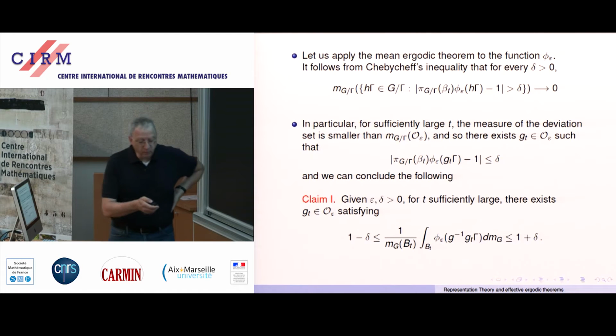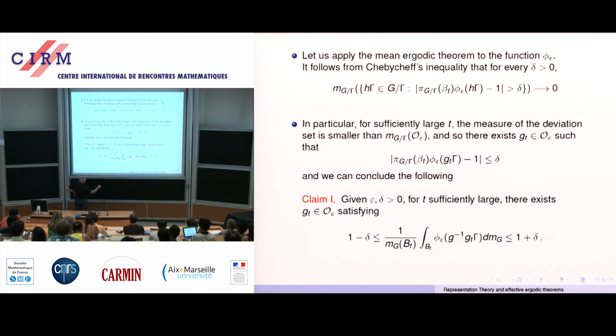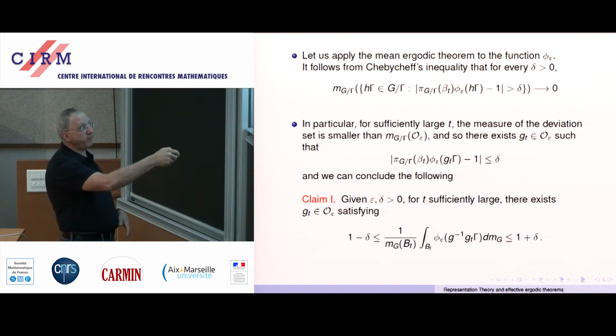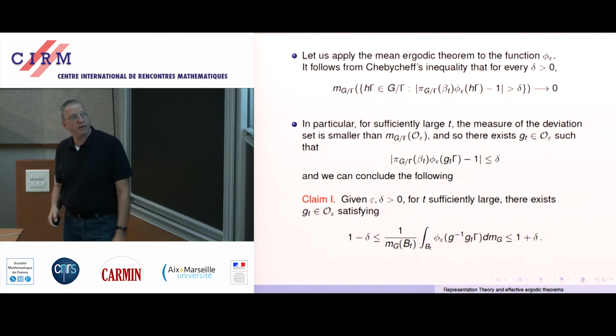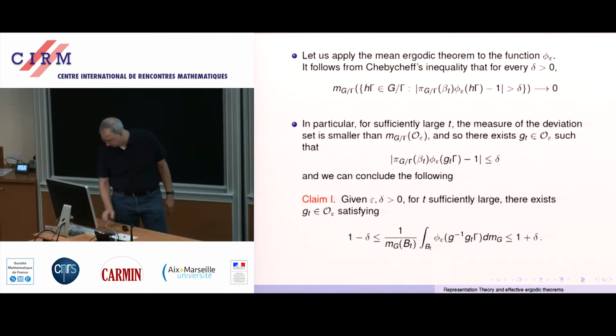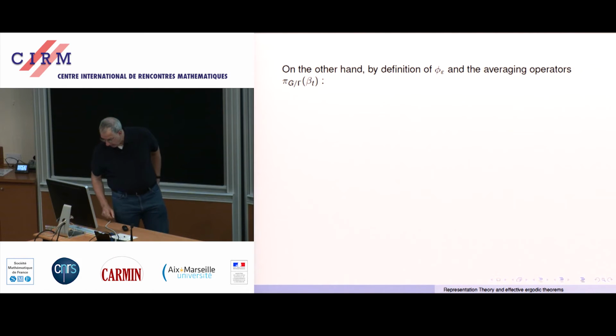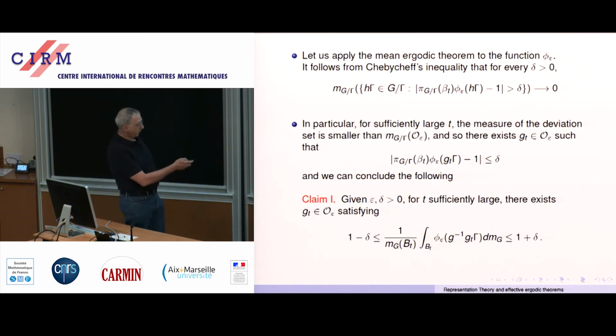Later on, we're now going to consider this integral. You should remember that this integral is bounded by mg, by 1 plus delta times mg, and dominates 1 minus delta times mg, bt. Okay, so now we would like to understand this expression.